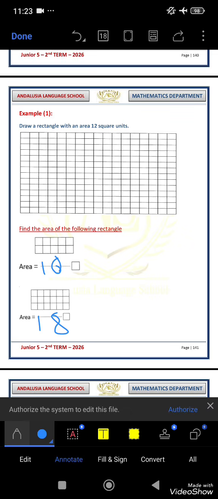Let's draw a rectangle with an area of 12 square units. I need 12 squares inside it. How can we do this? Find two factors of 12, two numbers whose product is 12, any two numbers, like 1 times 12, like 6 times 2, like 3 times 4. Any two of them, and draw. It is a rectangle. Okay, the question needs only one, but I will draw two for you.